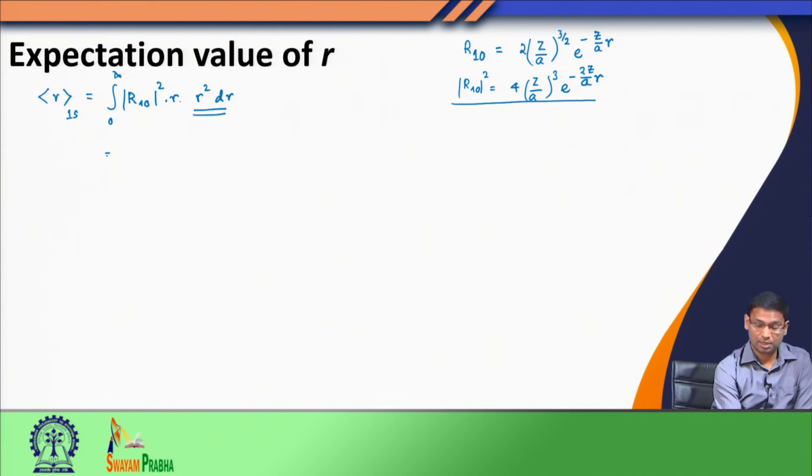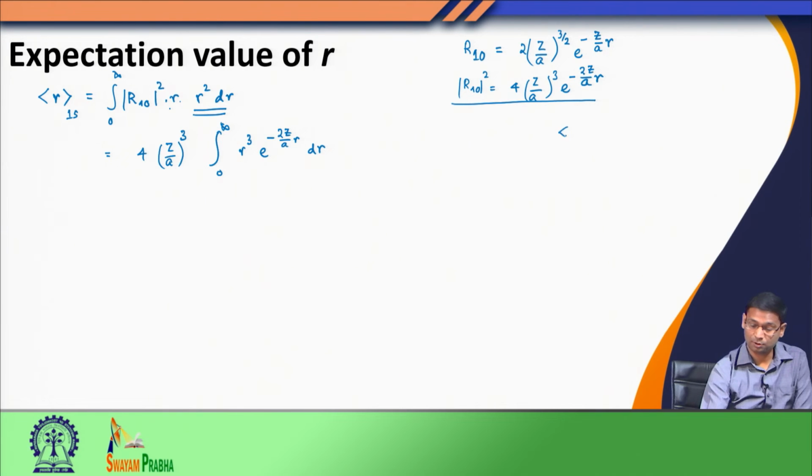Now, when I look at this term, I can use this expression over here. There are some constant terms, so I am keeping them outside. So, I now have r cube e to the power minus 2 z by a r dr. R cube became r square and r. Please remember this r is coming because I am calculating the expectation value of an operator.